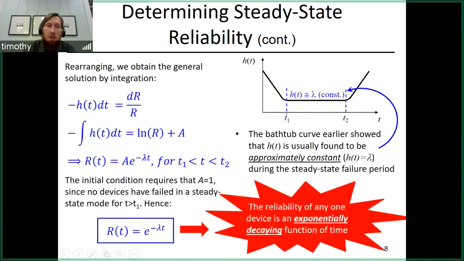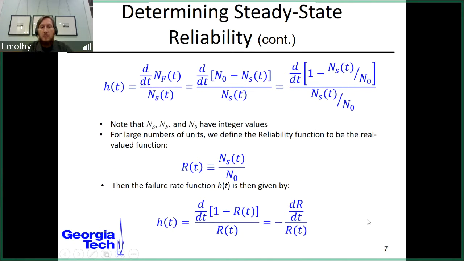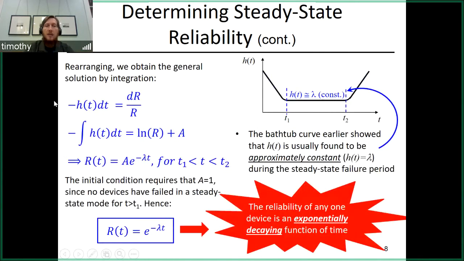More specifically, if we want to create a relation between h of t and r of t, we can distribute this fractional term, the dr dt, we can distribute this dt to the other side, multiply it over, and so we get negative h of t dt is equal to dr divided by r. If we take the integral of both sides, on the right-hand side we get the integral of 1 over r dr. That gives us the natural log. On the left-hand side, it's negative integral of h of t dt.